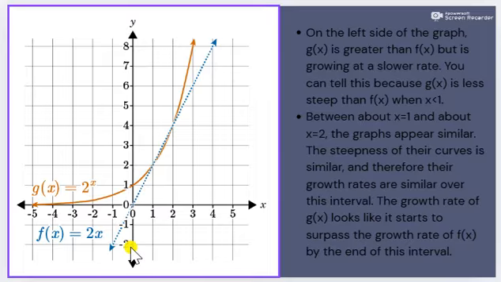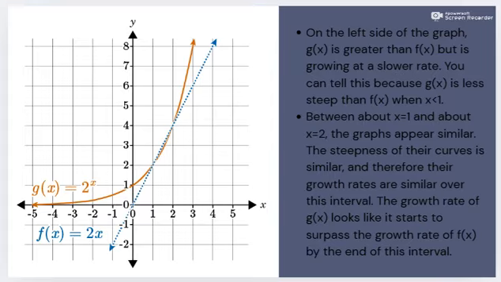Okay, between about x equals 1 and about x equals 2, the graphs appear similar. So here and here, they're very close to each other. The steepness of their curves is similar, and therefore their growth rates are similar over this interval. The growth rate of g of x looks like it starts to surpass the growth rate of f of x by the end of this interval. So g of x is this orangey brown line, and it looks like at the end of this interval it's going to win. It's going to start growing faster than the blue line.